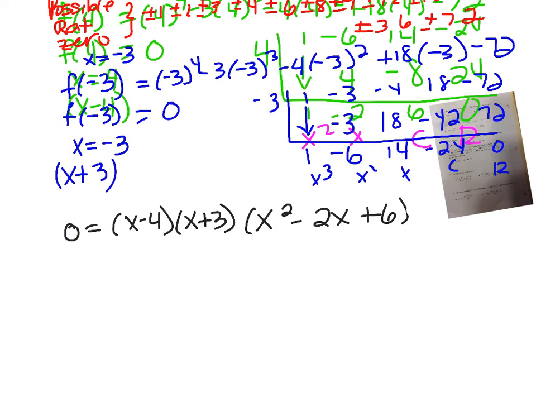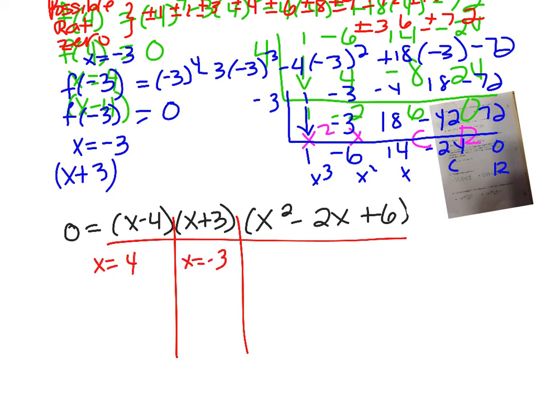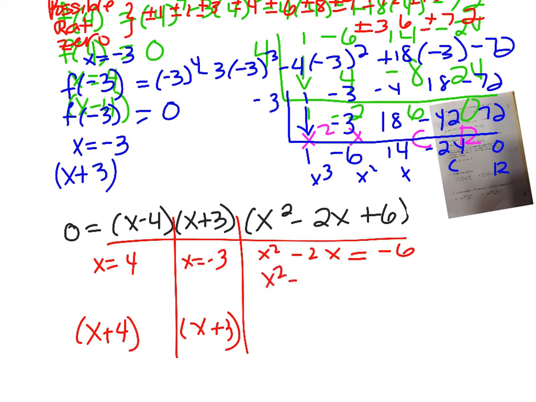All right, so make your t-chart here. All right, so I have x equals 4 is a zero, x equals negative 3 is a zero. This is my linear factor, x minus 4, plus 4, sorry, x plus 3. All right, so now I have to work on this. X squared minus 2x, I'm going to complete the square equals negative 6. So I have x squared minus 2x plus 1 equals negative 6 plus 1. So I did half of negative 2 is 1, squared is 1. So then I get x minus 1 squared equals negative 5.